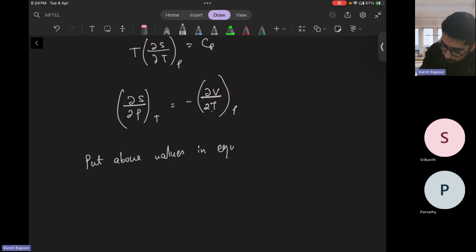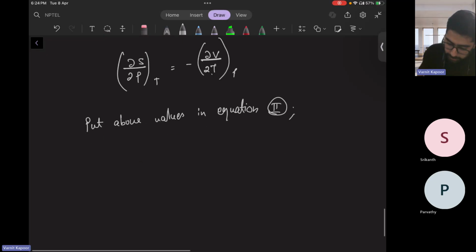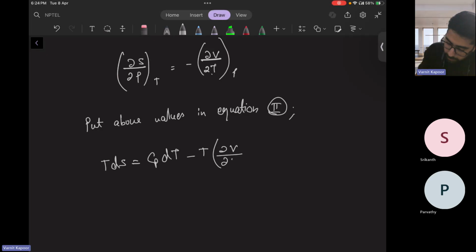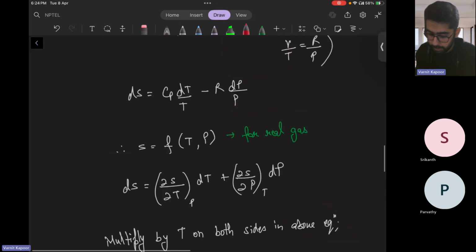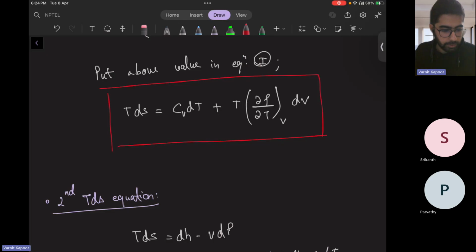In equation 2, we get our final TdS expression. TdS is nothing but Cp dT minus T ∂v/∂t at constant pressure dP. This is your equation. All right. These are your two equations which you have got.